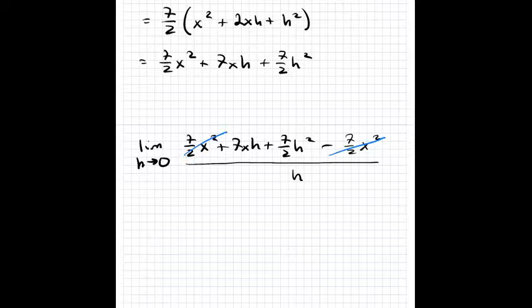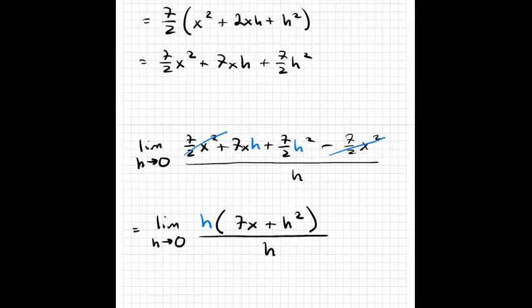So again, if we factor out an h from those, we're going to have the limit as h goes to 0. There's going to be an h out in front, and this leaves us with 7x plus h squared all over h. Now, this h cancels this one, right? And now we're ready to take the limit.